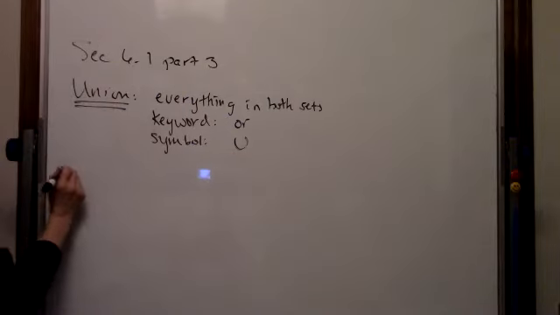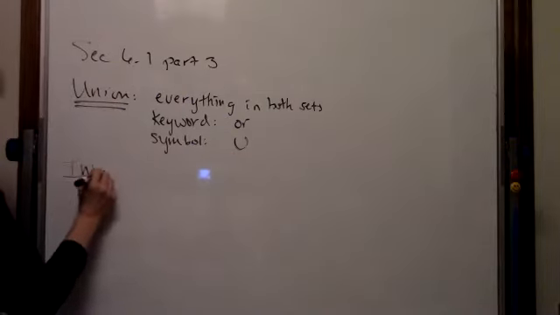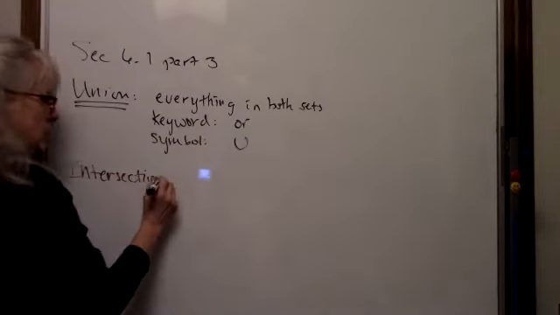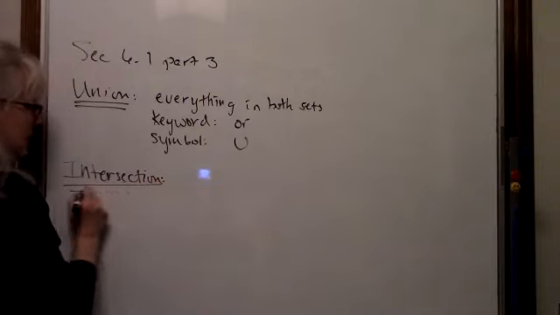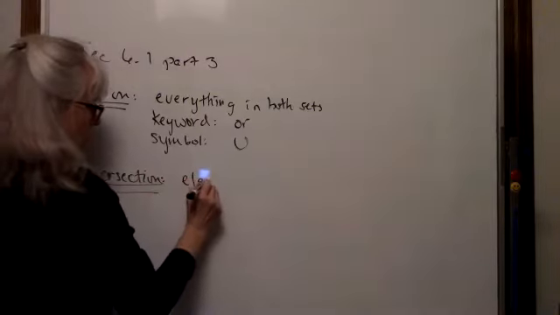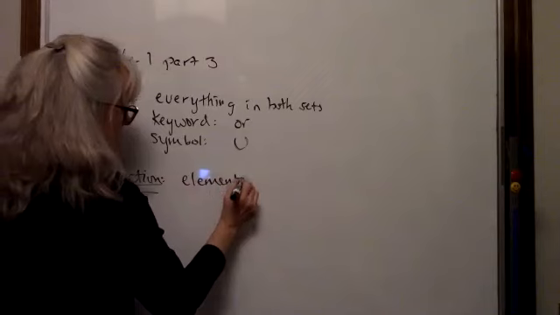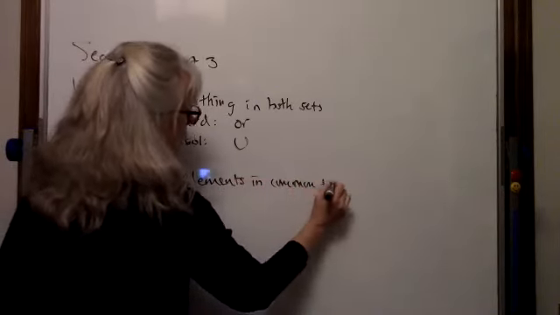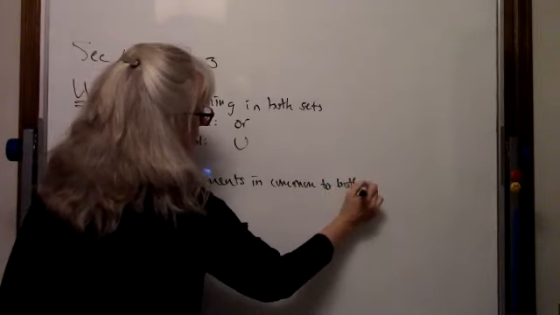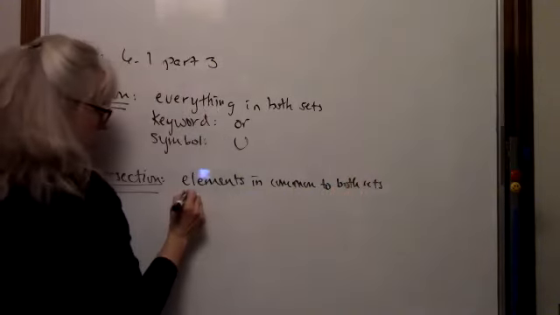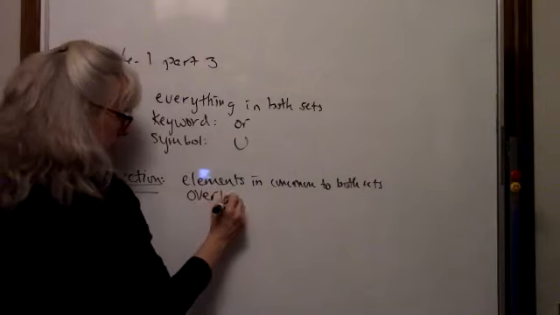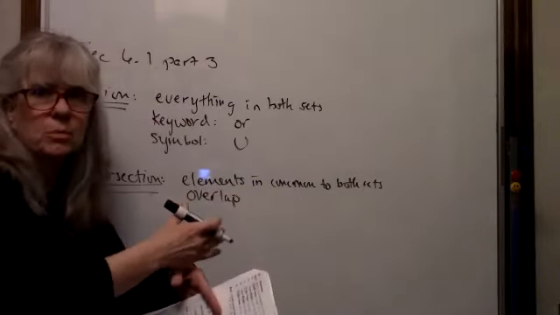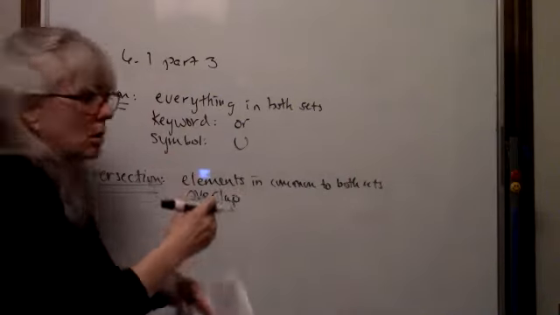We also have the idea of an intersection. This is the elements in common. So it's the overlap, the elements in common to both sets. So I like to think of it as the overlap. So think of an intersection of two streets. The actual intersection is the place right in the middle where the two streets cross.